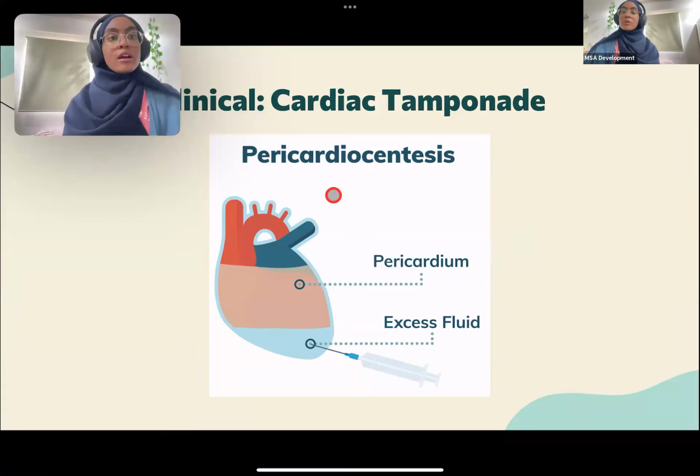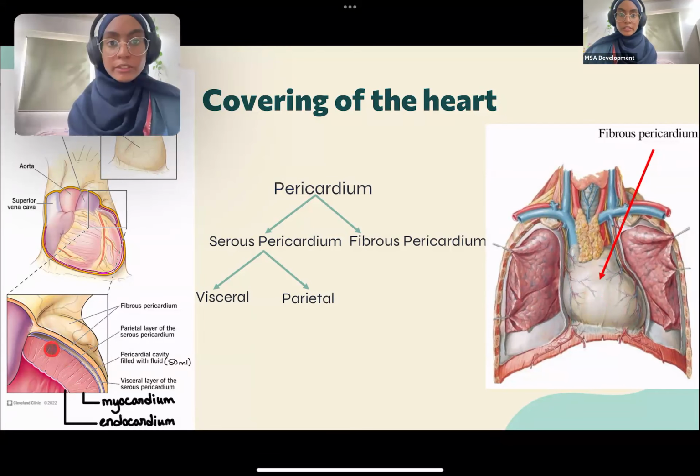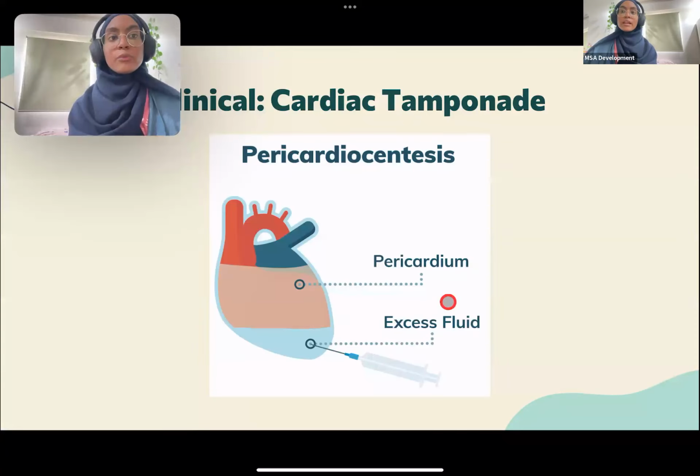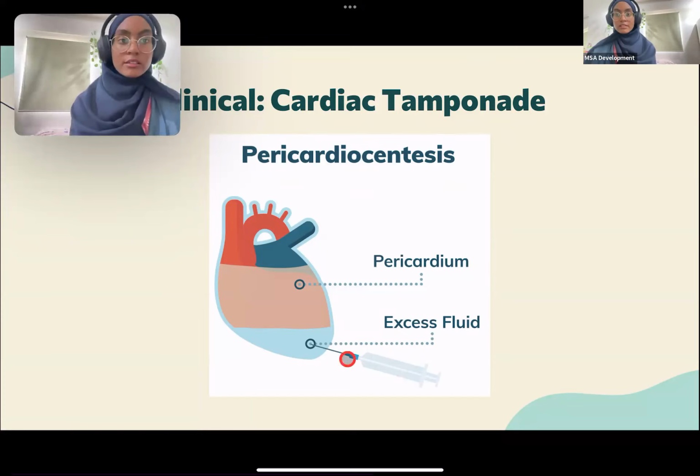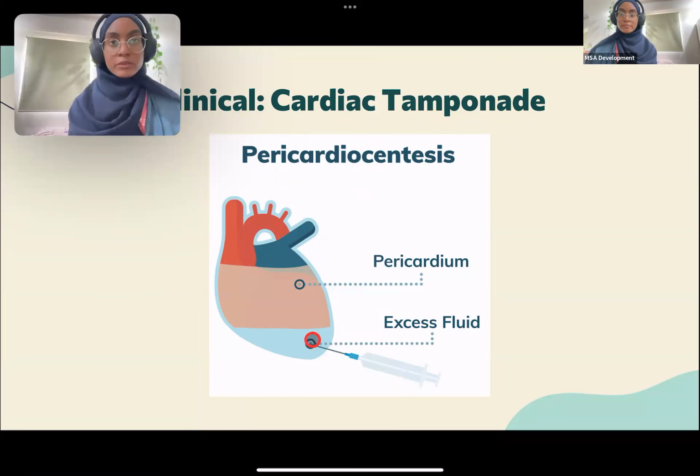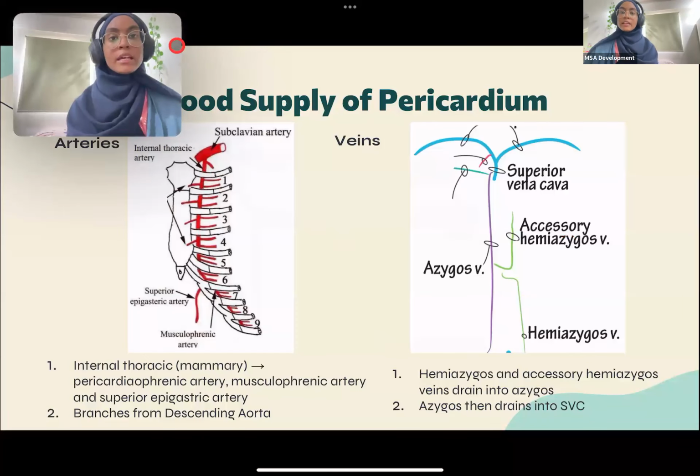Now, what is cardiac tamponade? Cardiac tamponade is when there is excess fluid in this cavity we spoke about. So normally we have around 50 ml. If there is excess fluid, we have cardiac tamponade. And how do we treat this? Basically by pericardiocentesis. So what we do is we insert a syringe and we drain the extra fluid. Okay, now let's talk about the blood supply of the pericardium.